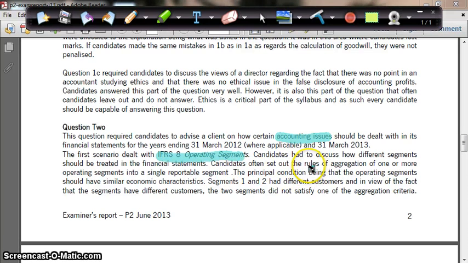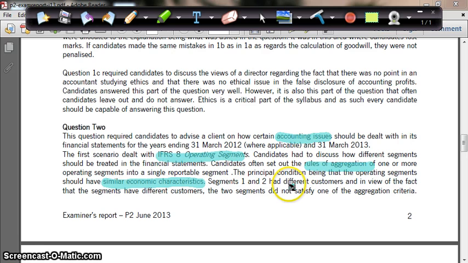And the examiner is saying that candidates often set out the rules of aggregation. So that's whenever one or more of the operating segments can be reported as a single reportable segment. So there are conditions that need to be outlined and need to be adhered to in order for this single reportable segment to be allowed within the financial statements. And the real main one is that they need to have similar economic characteristics.